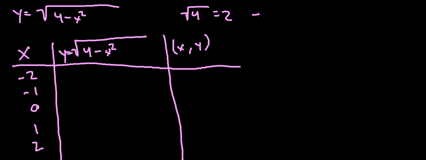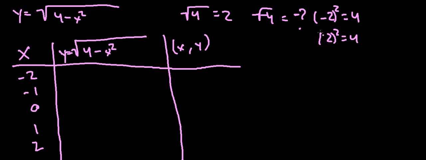If we had negative 4, this is impossible, because what it's asking for is what number times itself is going to give me negative 4. And negative 2 doesn't work, because negative 2 squared is equal to 4, remember? And positive 2 squared is equal to 4. So it's an impossibility.